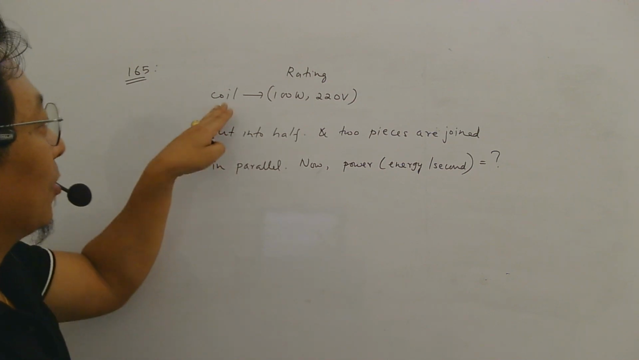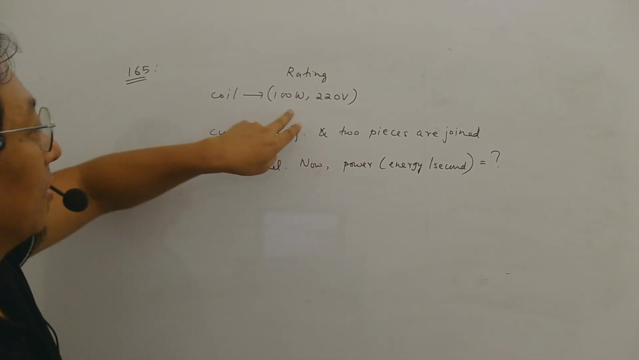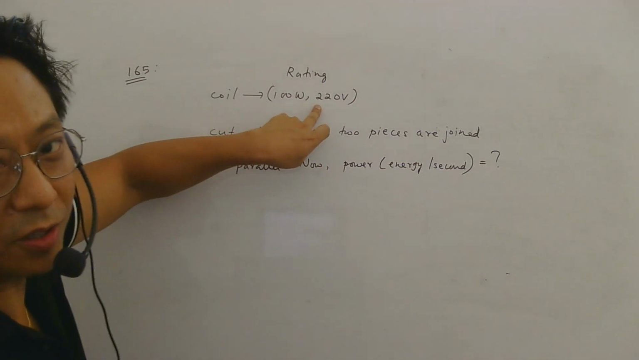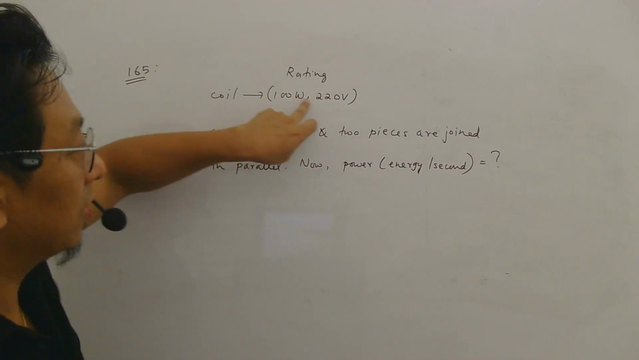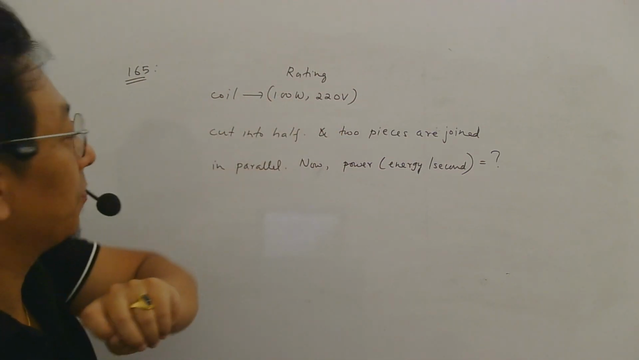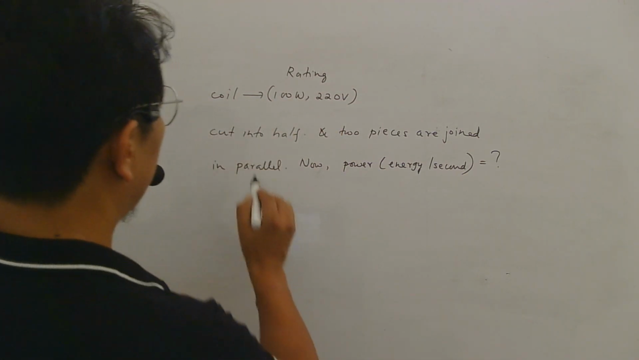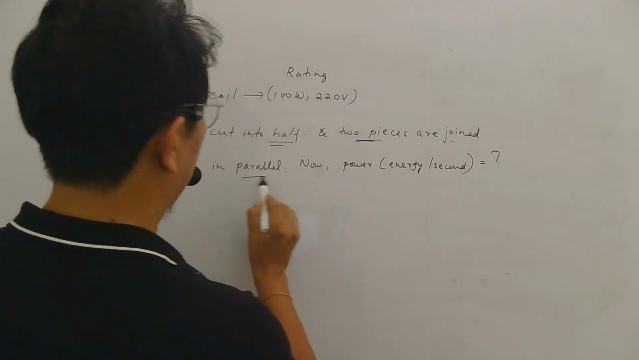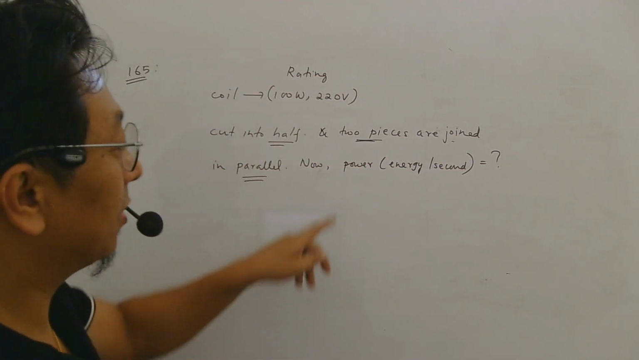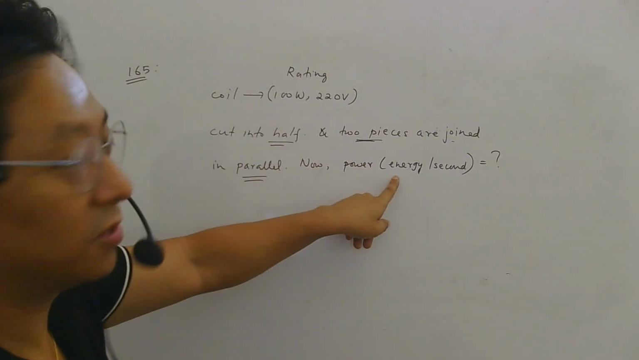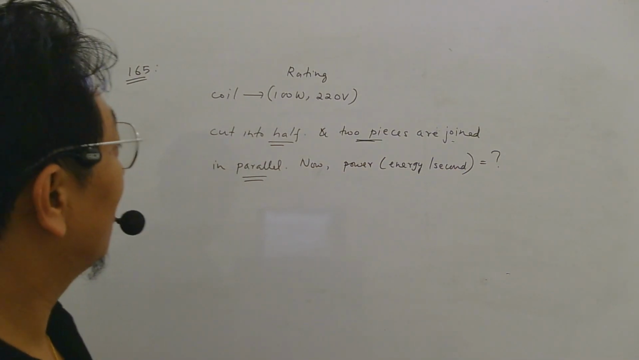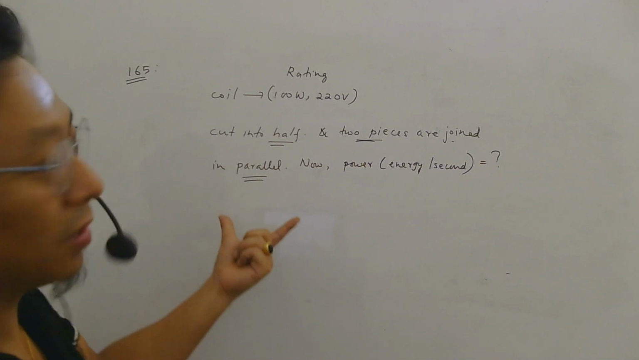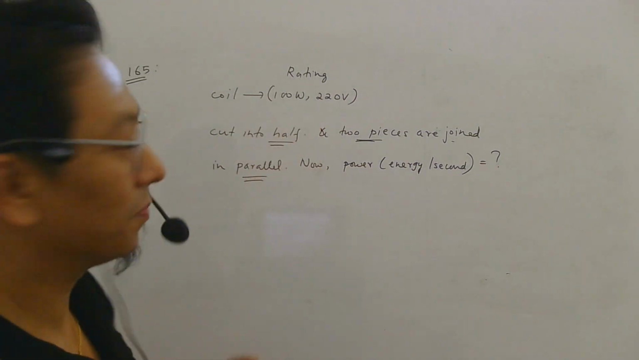It says there is a coil which has a rating of 100 watt, 220 volt. So if you apply 220 volt, it will consume 100 watt power. Now the coil is cut into two halves and the two pieces are joined in parallel. Now what will be the power consumed or energy per second? Well, here we will assume the voltage applied is same.